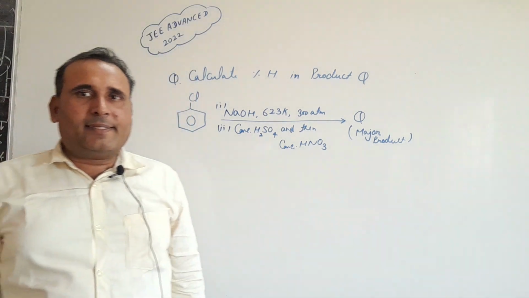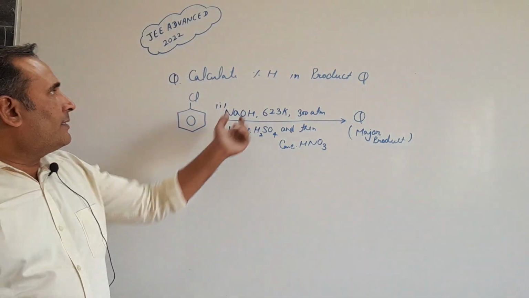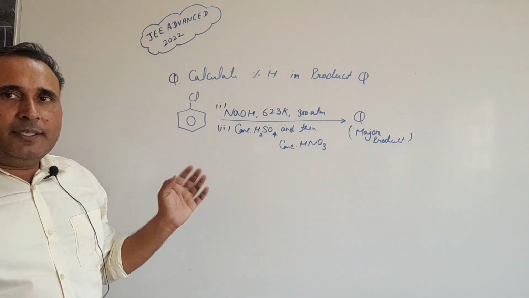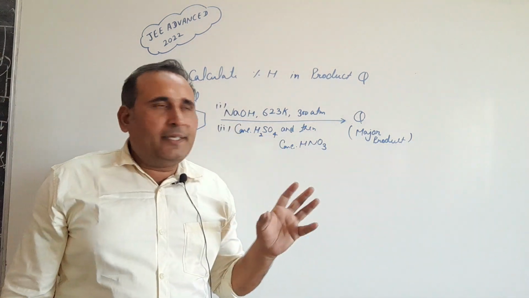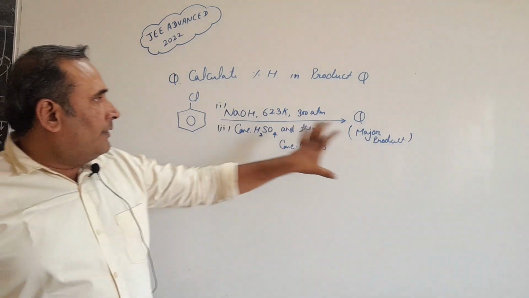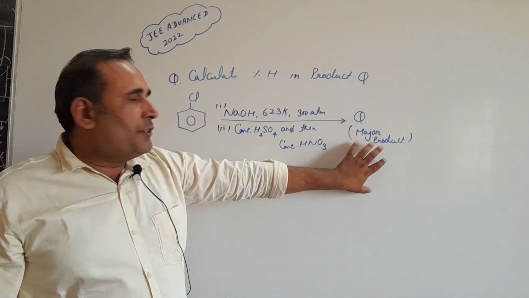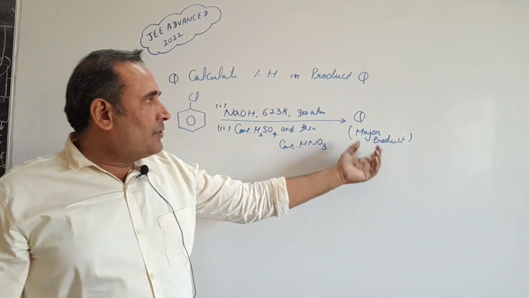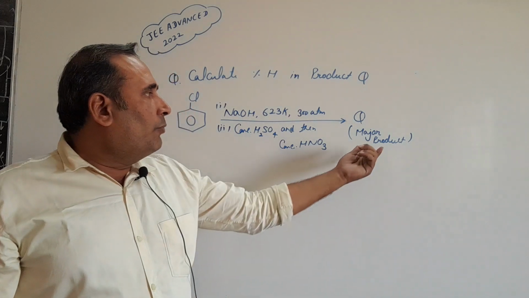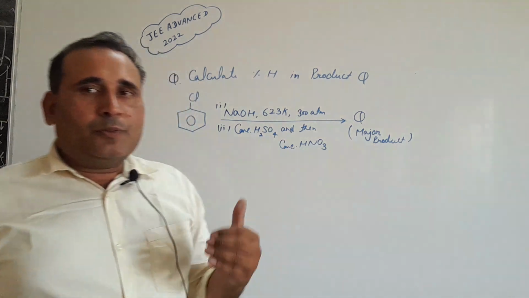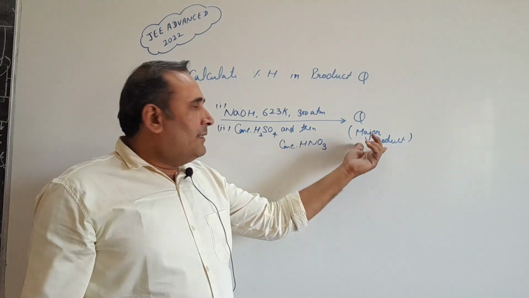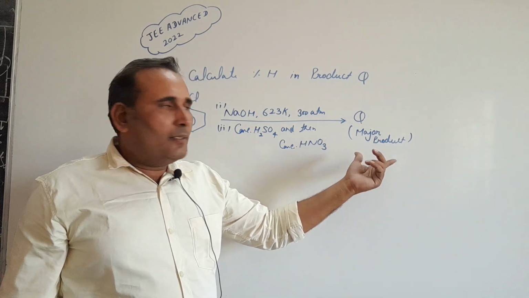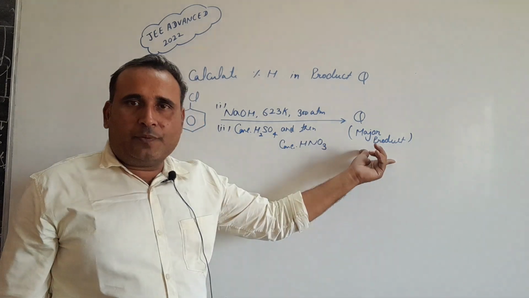Hello students, let's see the question of JEE Advanced 2022. In this question we have to find out the percentage of hydrogen of the product which is formed in this reaction. So first of all we have to know what is the formula of this product, so let's find out the structure of that product.